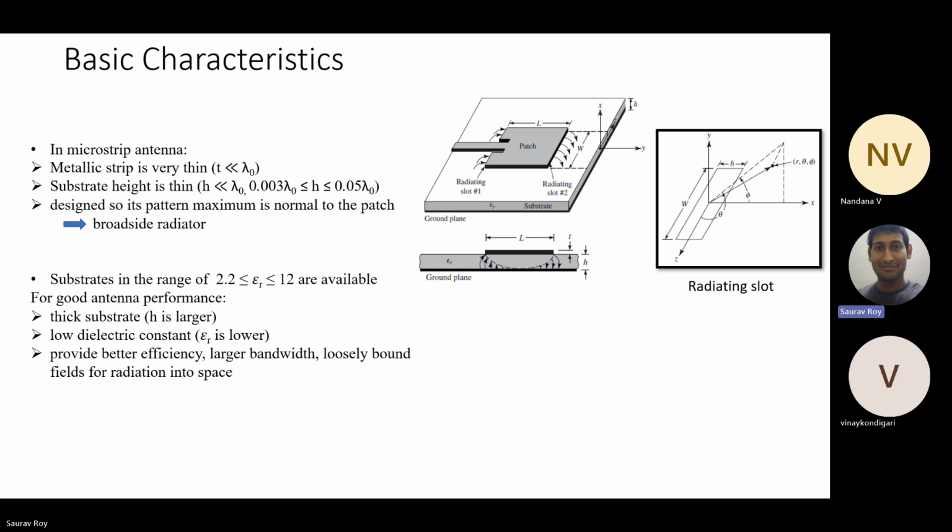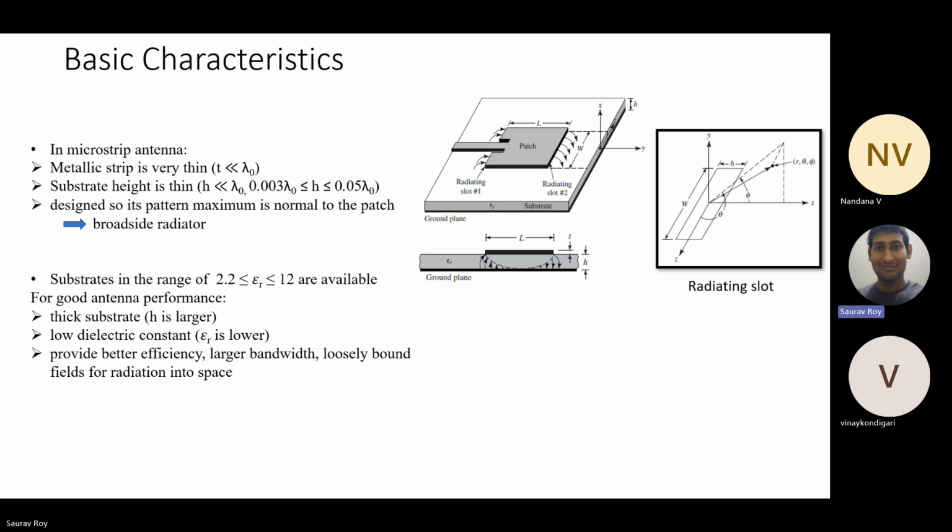So what are the parameters for a good patch antenna? It should have a thick substrate, so the height H should be large, and a low dielectric constant. The dielectric constant epsilon r should be in the lower end of the range from 2.2, and it must provide better efficiency, larger bandwidth, and loosely bound fields for radiation into space. So the difference between a microstrip antenna and a microstrip circuit is that a microstrip antenna must radiate.